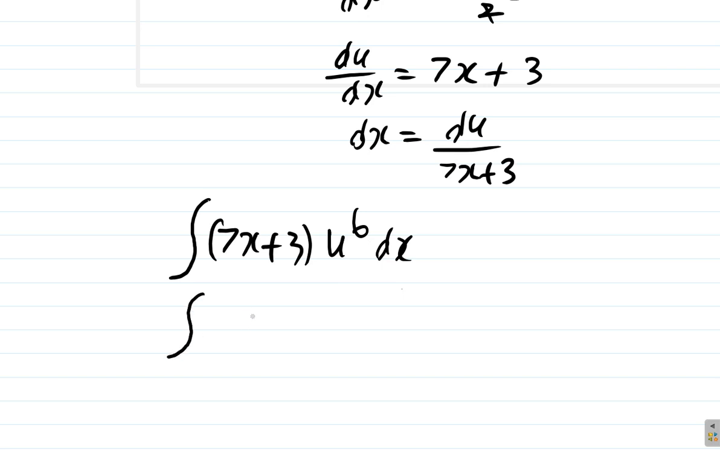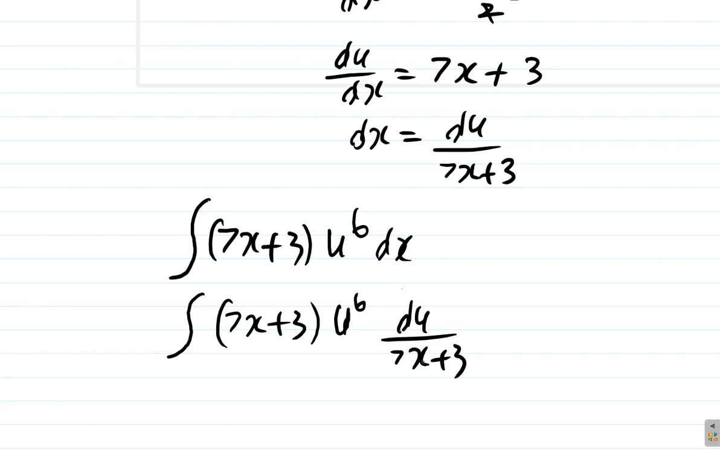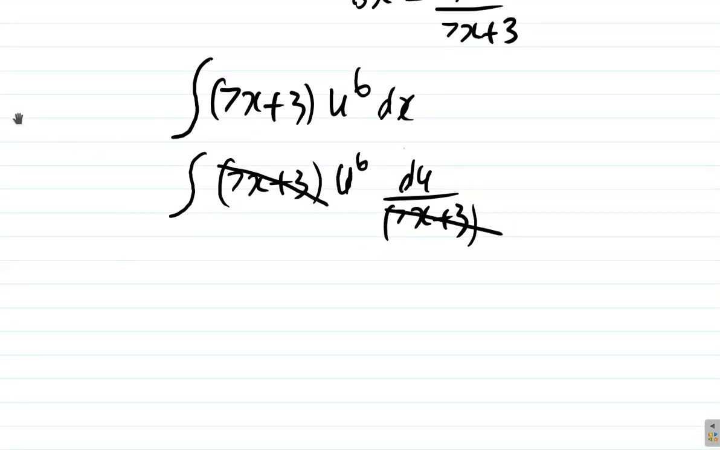This is the integral of 7x plus 3 times u to the 6 dx, but dx is du over 7x plus 3. Alright, you could put the 7x plus 3 in brackets. But guess what? The 7x plus 3 here cancels the 7x plus 3. You see, so we're getting somewhere. So this is the integral of u to the 6 du. Alright, so we're integrating u to the 6 with respect to u now.